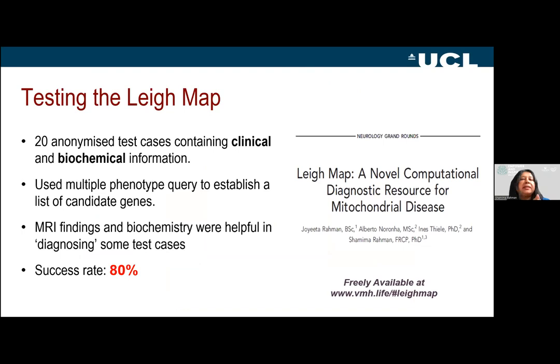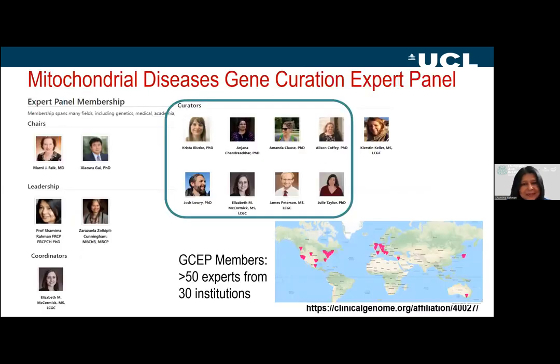We also tested the Leigh map, and 2 people who were not even clinically qualified tested 20 anonymized case histories where they had the history and some biochemical information, but nothing else. They queried Leigh map, and they were able to find the right gene in the top 10 in 80%, and that was better than any of the doctors I know, myself included. So that's the Leigh map, and again, it's free to use if anyone wants to use it, but it is not a replacement for seeing a doctor or for having genetic sequencing done.